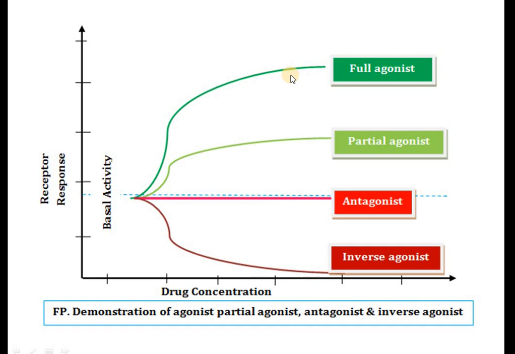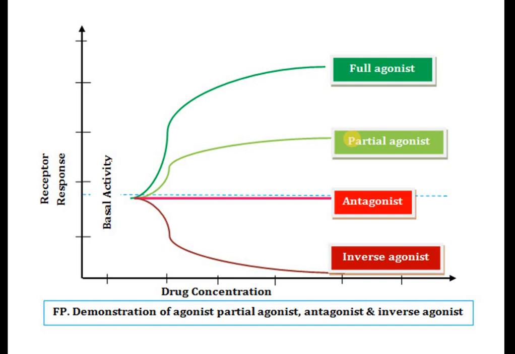Now, what is a full agonist? A full agonist is a drug that will combine with the receptor and will show full pharmacological activity. That is known as a full agonist. What is a partial agonist? A partial agonist is a drug that will also combine with the receptor with the same affinity, but it will show less pharmacological activity. Affinity and efficacy, I will explain these 2 terms later on, but first understand these terms. A partial agonist will also combine with the receptor and will also show pharmacological activity, but the activity shown by a partial agonist is less than the full agonist.